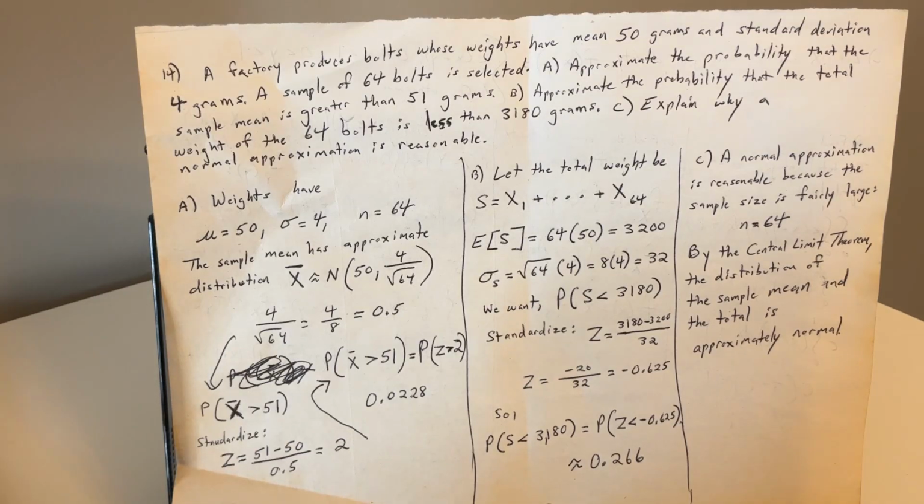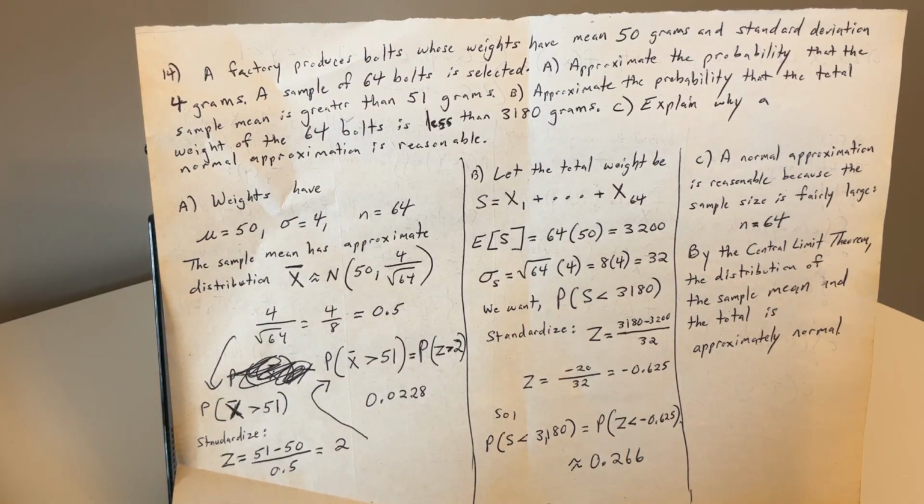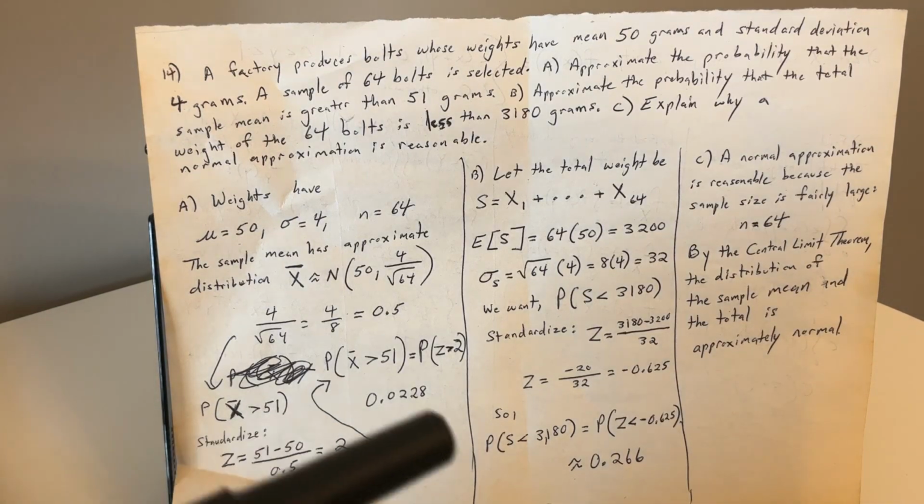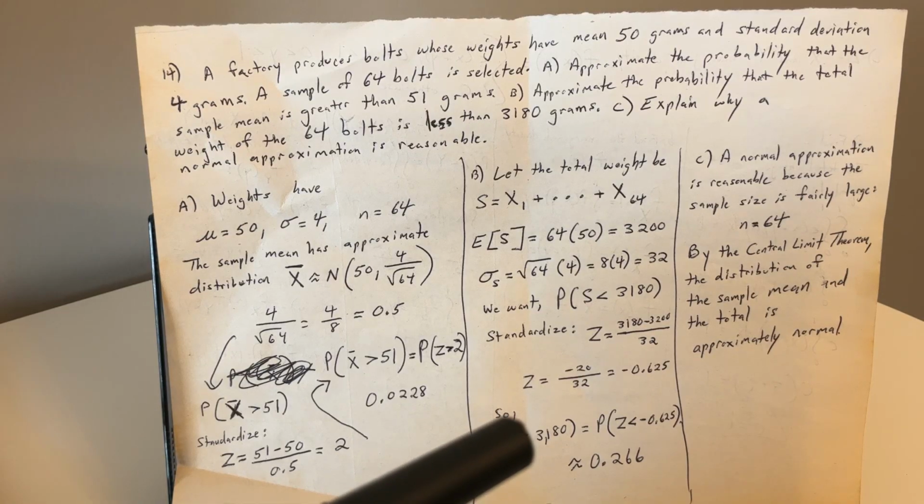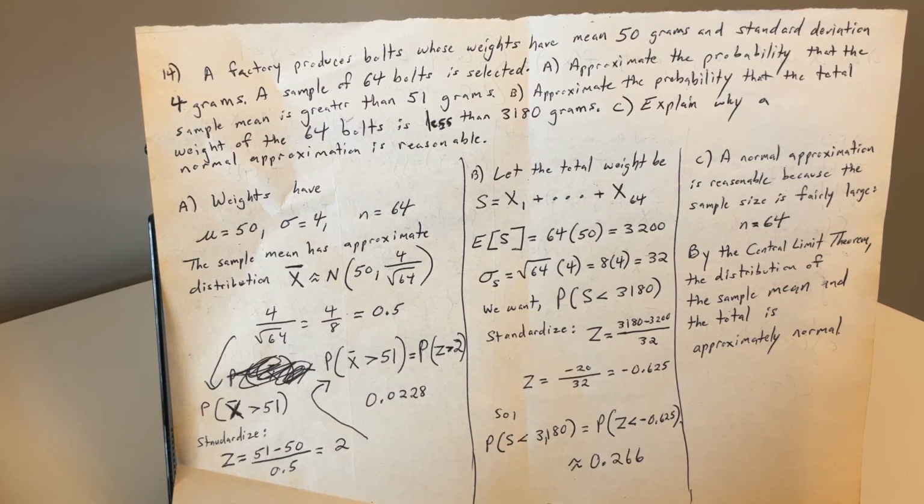We want the probability that S is less than 3,180. When we standardize, we use our Z: 3,180 minus 3,200 over 32. We get Z as negative 20 over 32, which gives us negative 0.625. So the probability that S is less than 3,180 equals the probability of Z less than negative 0.625. If we look that up, that would be 0.266 for letter B.